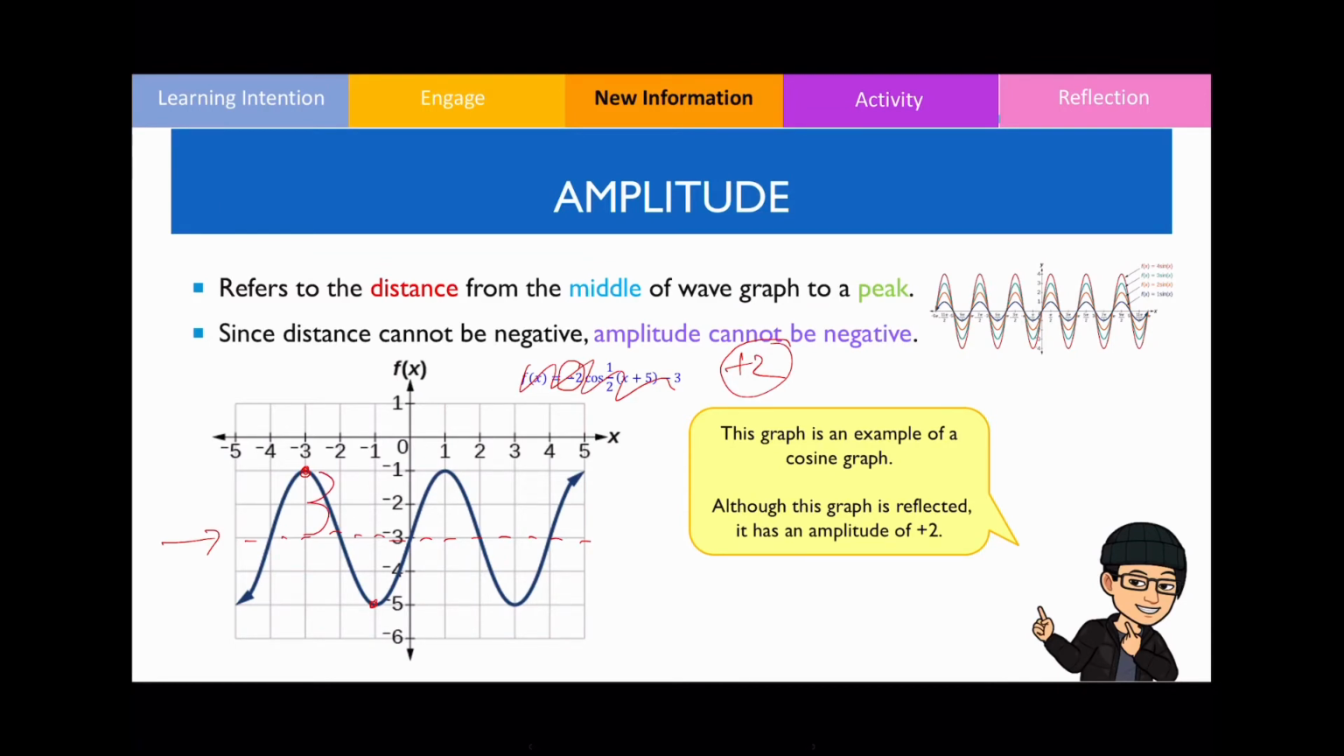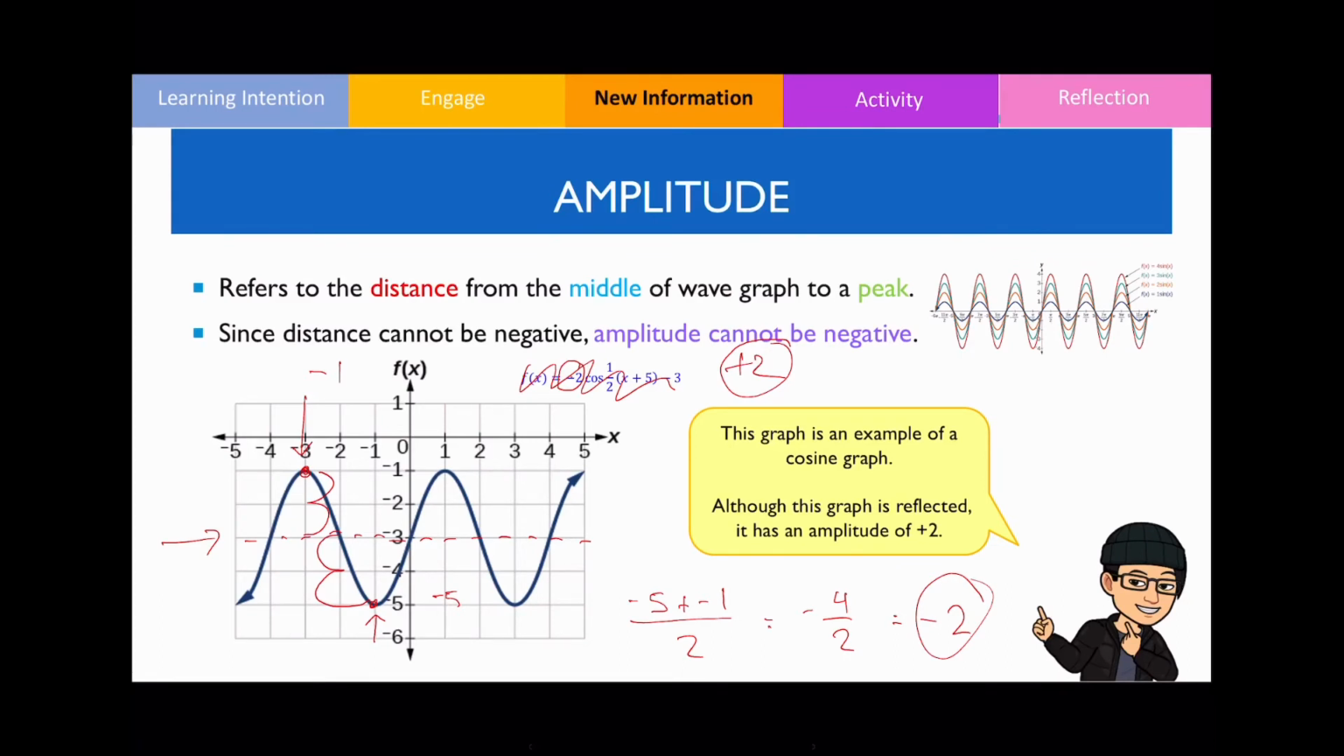So for instance, your minimum value is -5. That's the lowest y value, and your maximum, your largest y value, is -1. So if you take the average, -1 plus -5, which is -6, divided by 2, that's going to give you -3. Therefore, the midline is going to be at y = -3. So the average between these is -3. What that essentially means is that you need to move 2 units up or down from the midline to reach the peaks. That's just one thing to note down.